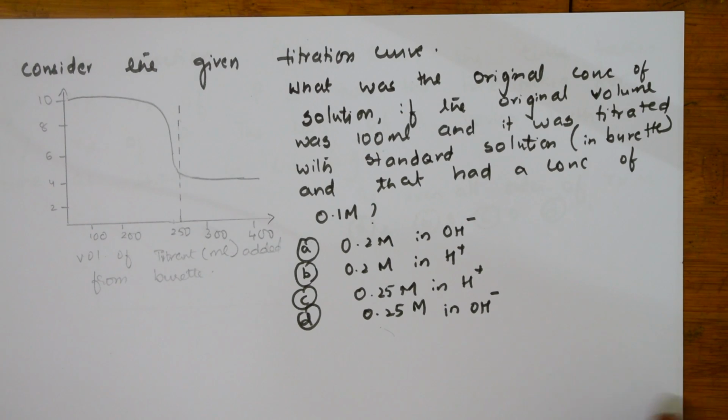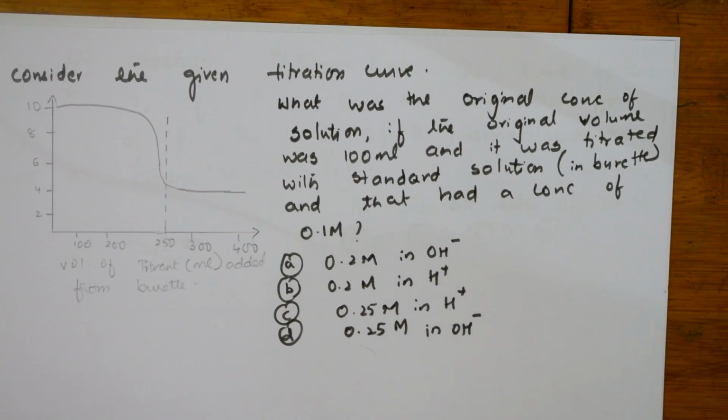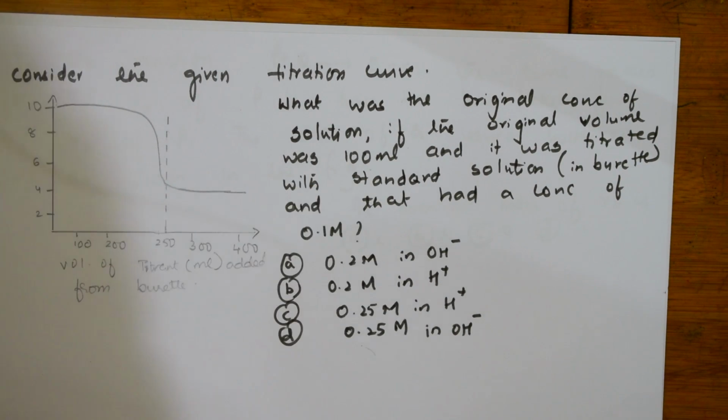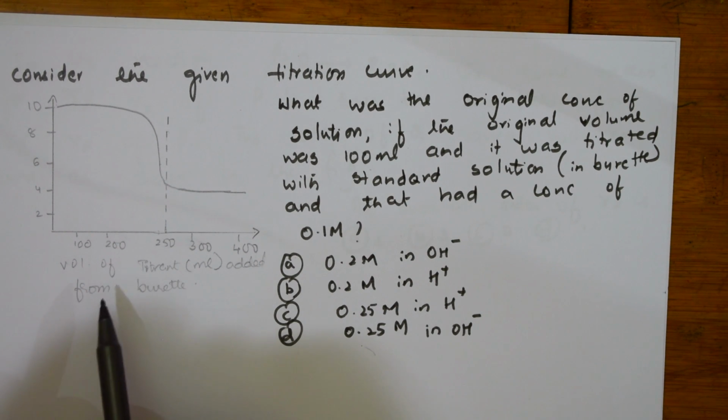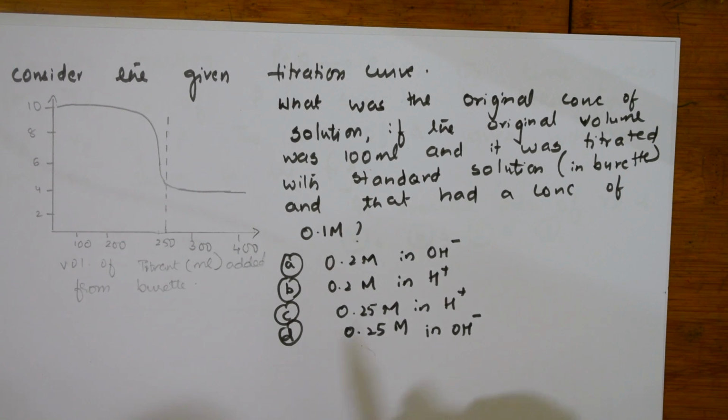So in this next question, they've given us a titration graph, one volumetric graph they've given us. So let's see this. So they've given here, consider the given titration curve. Okay, and in this titration curve, they've given the values of volume of titrant added from the burette and the concentration of the solution here.